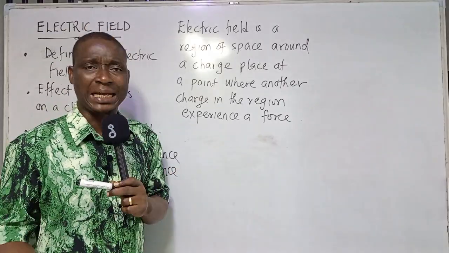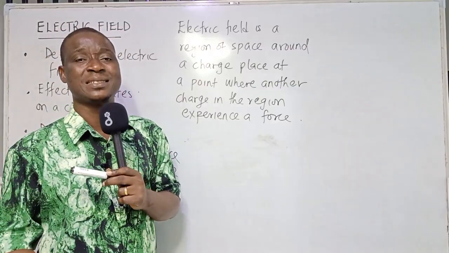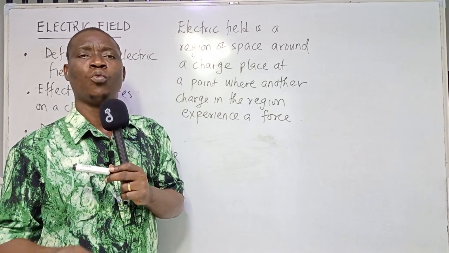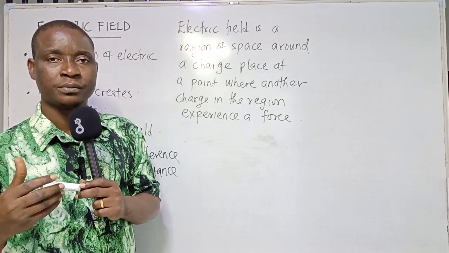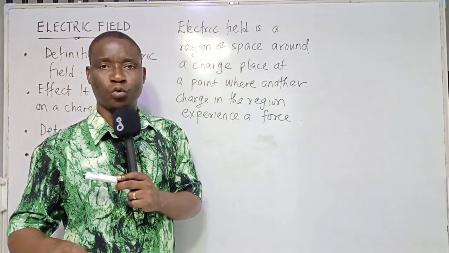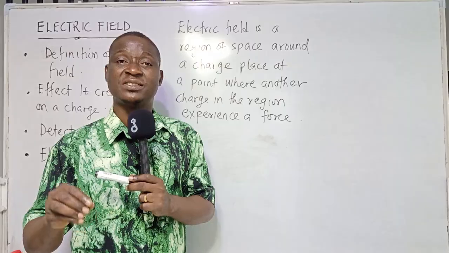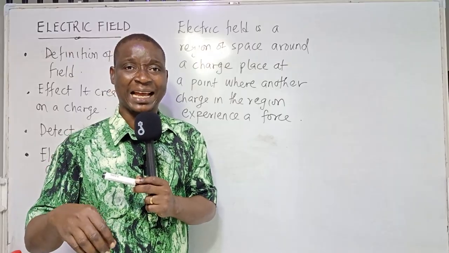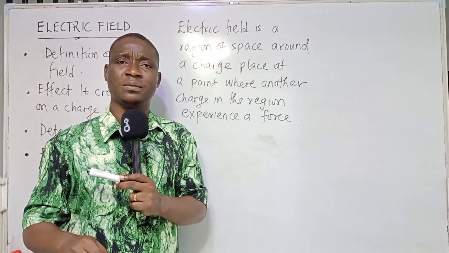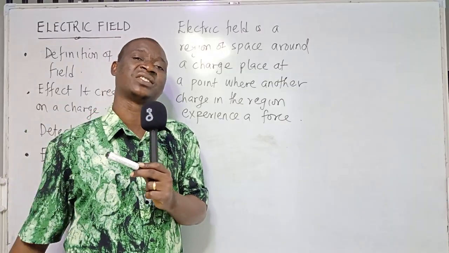Now, how do we detect an electric field? How do we know the presence of an electric field? By a reference charge. What you are going to do is place a unit test charge, small enough not to alter the location and distribution of the reference charges that are in the field. Then calculate the electric field on that test charge.